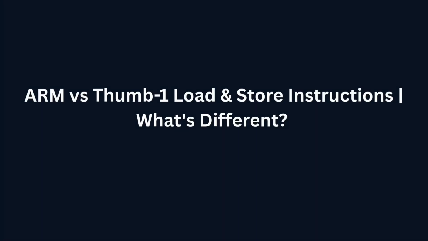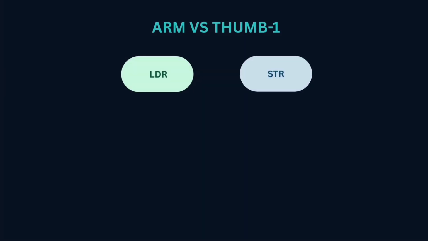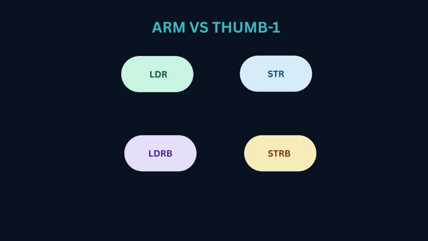Hello everyone, welcome back. In the previous videos, we have already learned how LDR, STR, LDRB and STRB work in ARM mode. So, do we need to learn them all over again for Thumb-1? Not really. The functionality remains exactly the same. LDR still loads data from memory. STR still stores data into memory. Byte, half-word and word accesses behave exactly as before.